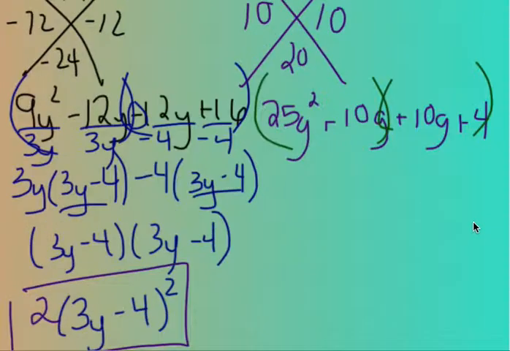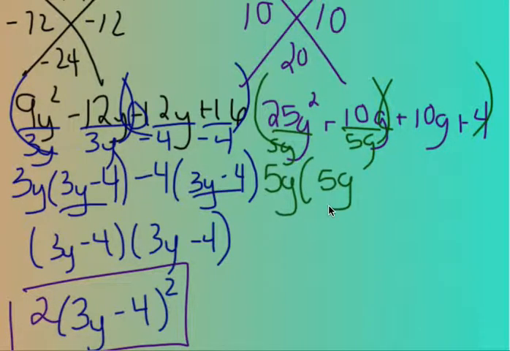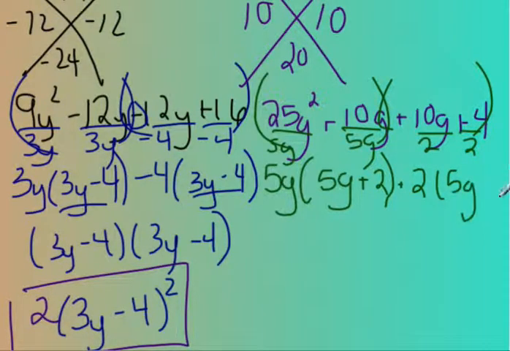Between 20 and 10, I can take out a 5 and a g. So I'm dividing each of these by 5g. So then I get 5g when I take 25g squared divided by 5g. And then 10 divided by 5 is 2, and g over g is going to cancel out. And then we're going to take out the 2 out of the second group, so I can divide both those by 2, and I get 5g plus 2.